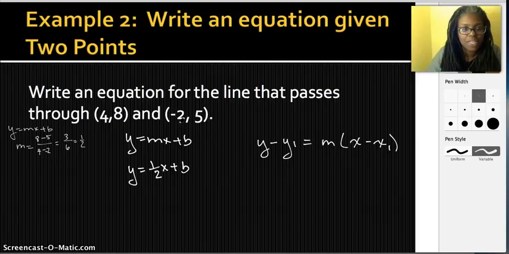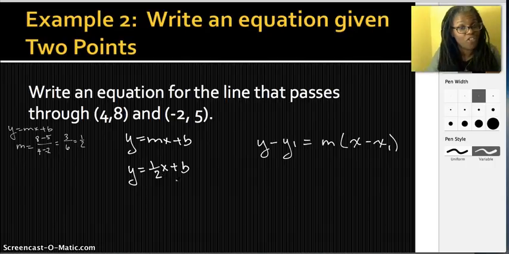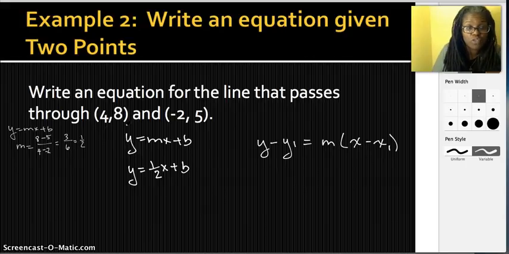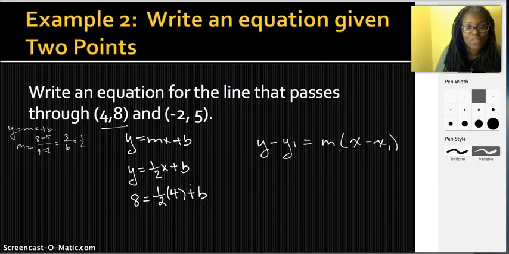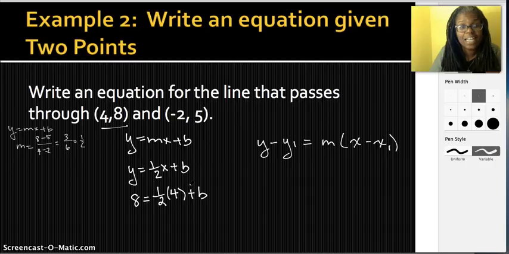Now I have the power to use either one of these points, because both of these points have to satisfy this equation. I can use either one of these points in for x and y, and then my last variable would be b, and I could naturally solve for b. So it doesn't matter which point I use. I like using any point that feels good. I'm going to use 4 and 8 just because it's coming first. I'm going to plug in 8 is equal to 1/2 times the x term, which is 4, plus b. So now I have one variable, which is what I was looking for, the y-intercept. And when I get that y-intercept, I've got the equation of the line.